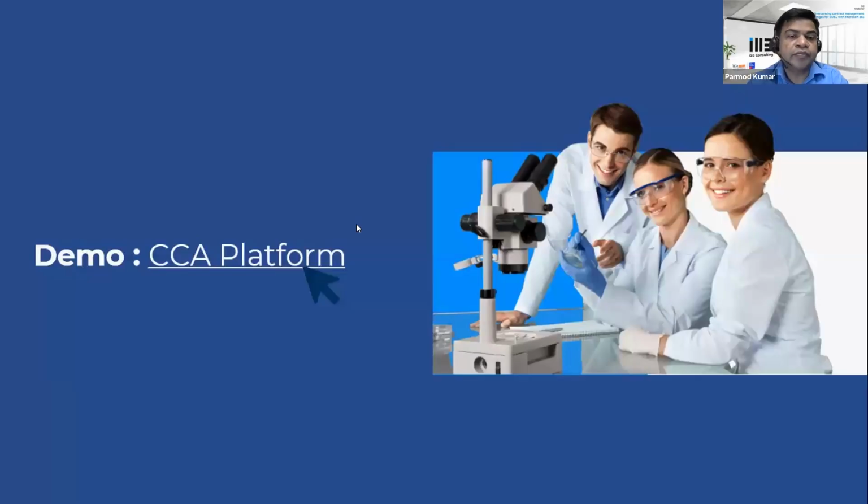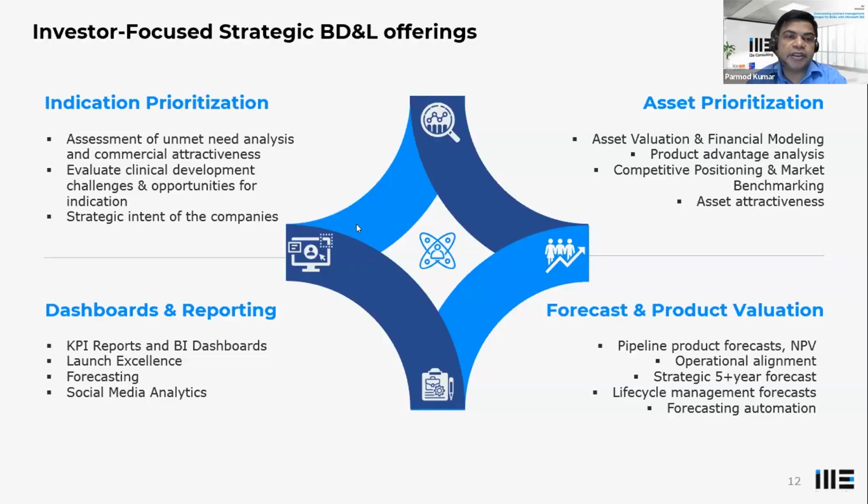Not only in the area of contract management, but especially for BD and licensing folks, we have some additional services, which include services related to indication prioritization and asset prioritization, which is a frequent requirement from small biotech companies as well as from large pharma. We can help you to identify and prioritize your portfolio.